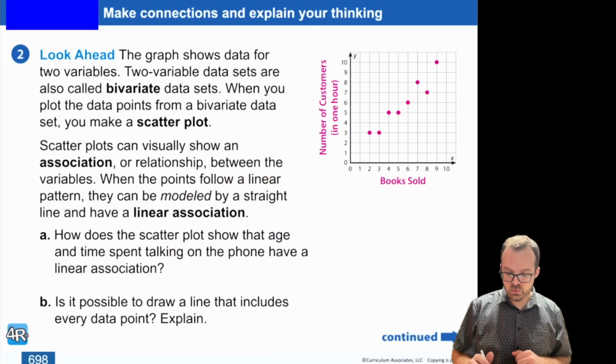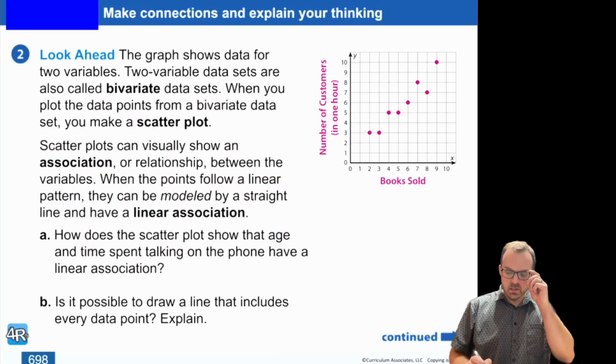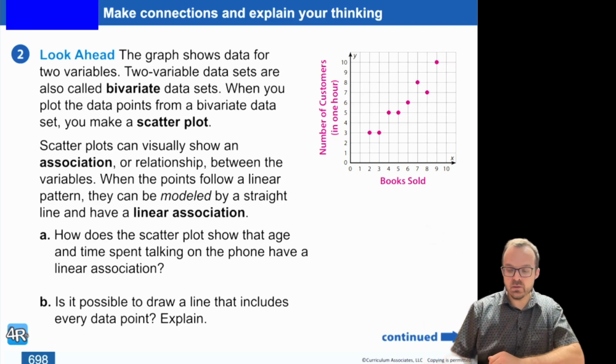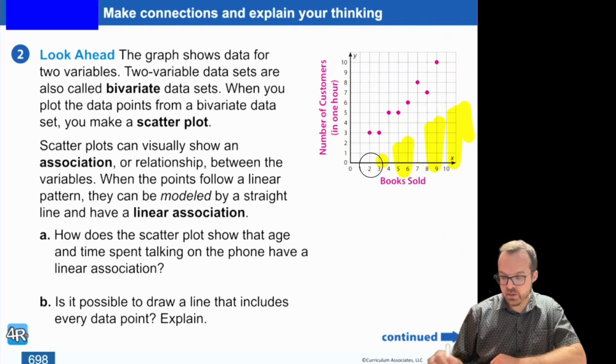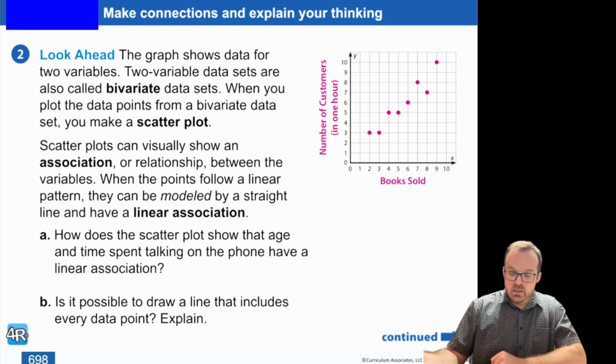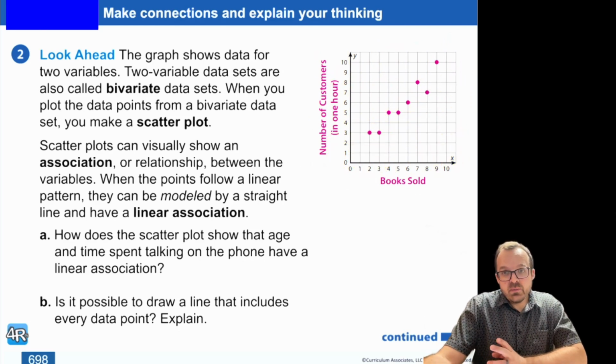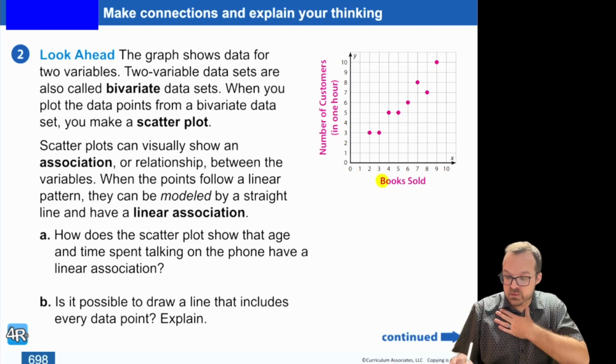So let's go over just a few terms here. So this is the graph we had just a second ago over here. So this is what we're referencing when we're talking about this stuff, all right? So let's take a look at what we have to read. The graph shows data for 2 variables. Our variables were the books sold and the number of customers, right?